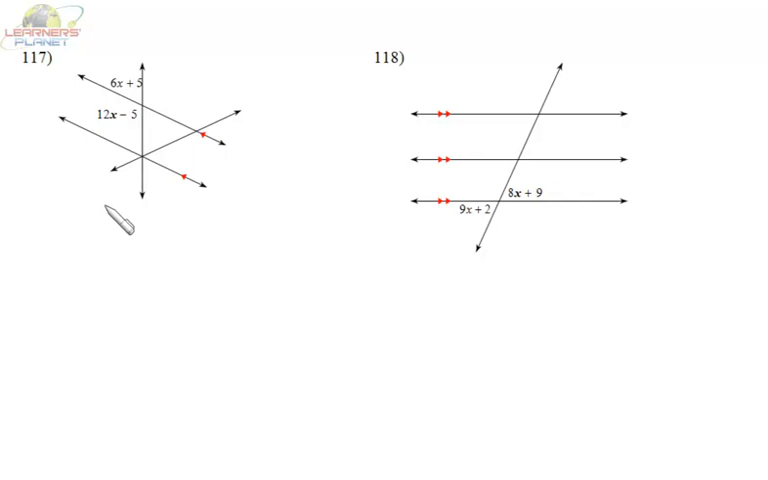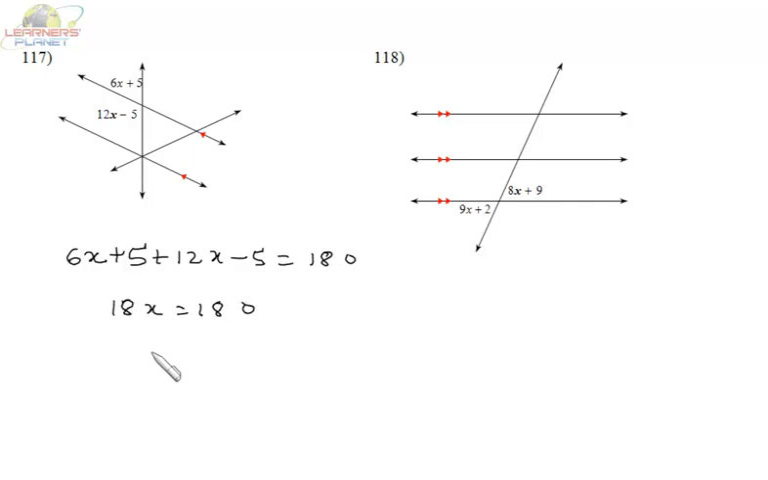In this case, these two angles are forming linear pair, so their sum will be 180. So just write the equation. 6x plus 5 plus 12x minus 5 is 180. So 12 plus 6, 18x is 180. So x is 10. Okay. Now we have to find out the value of this angle. So it's 12 into 10 minus 5, that is 120 minus 5, or we can say 115 degree.